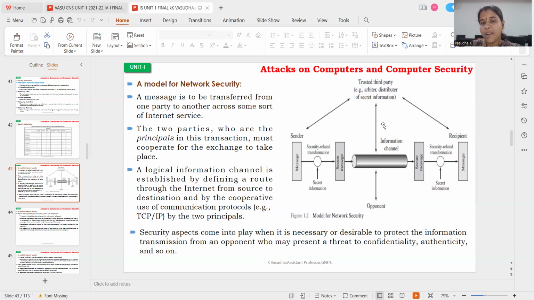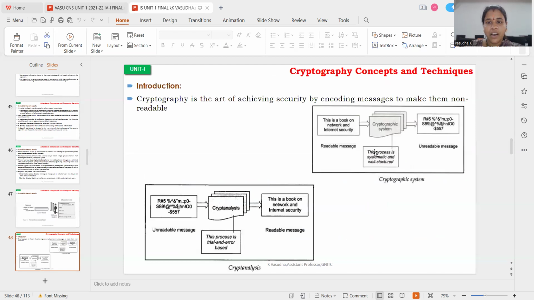The security will be lacking here when the information is sent through a trusted third party. So that is the model for network security. Next, we'll see the cryptography concepts here.